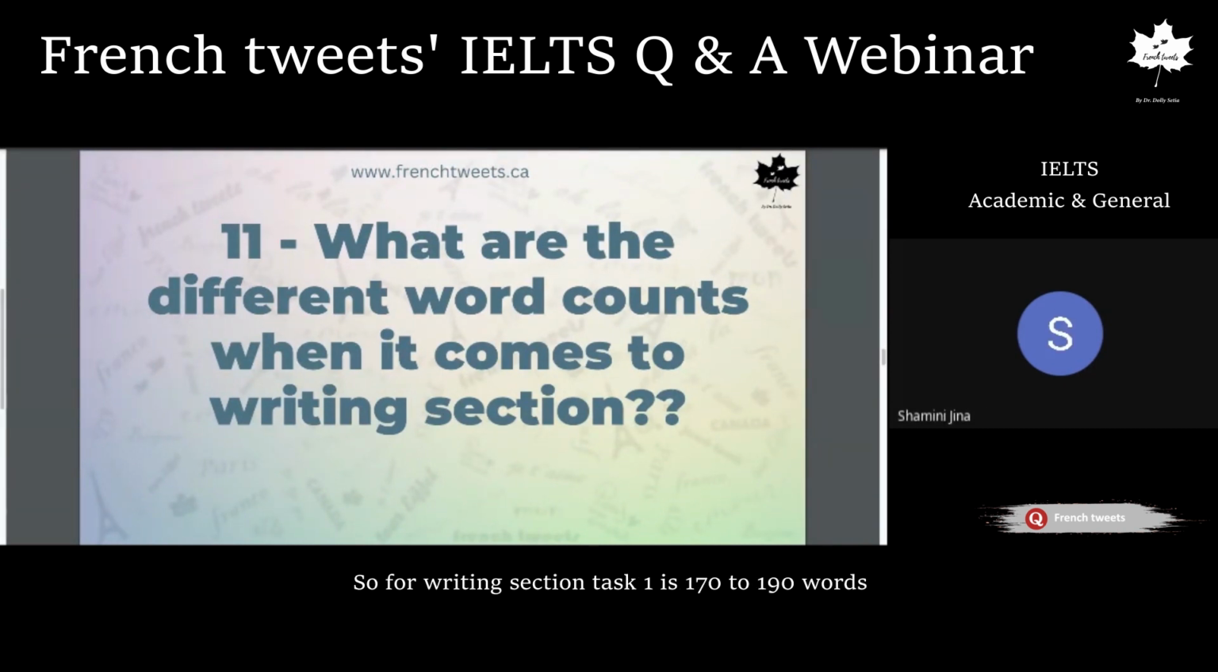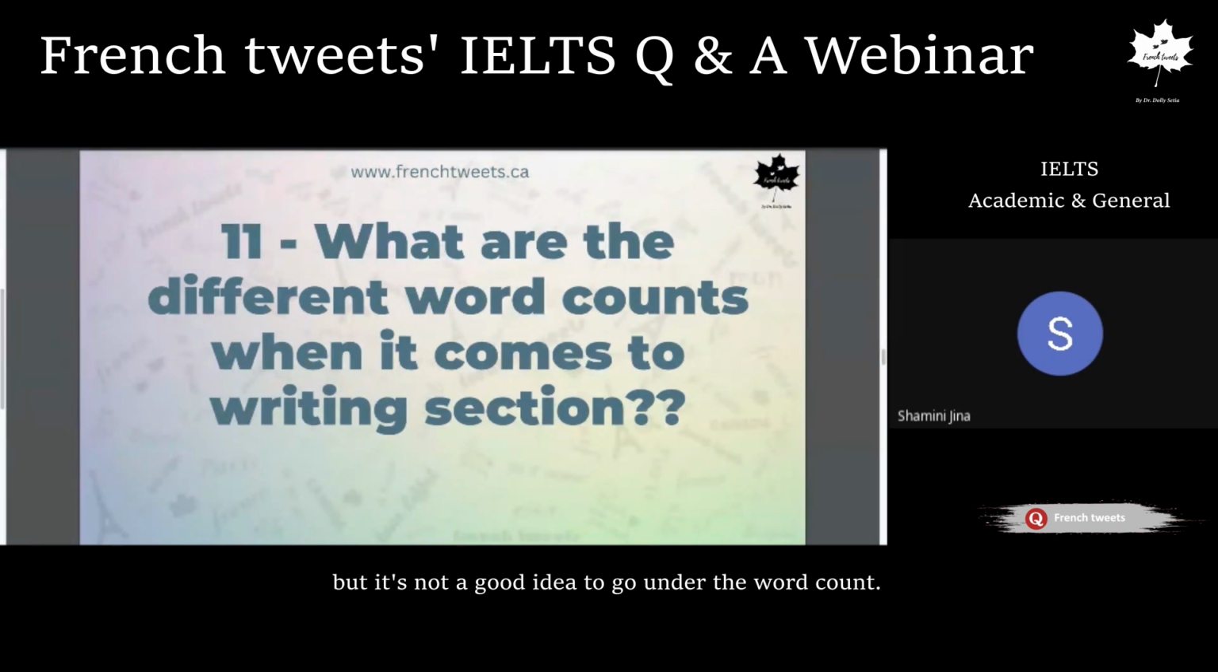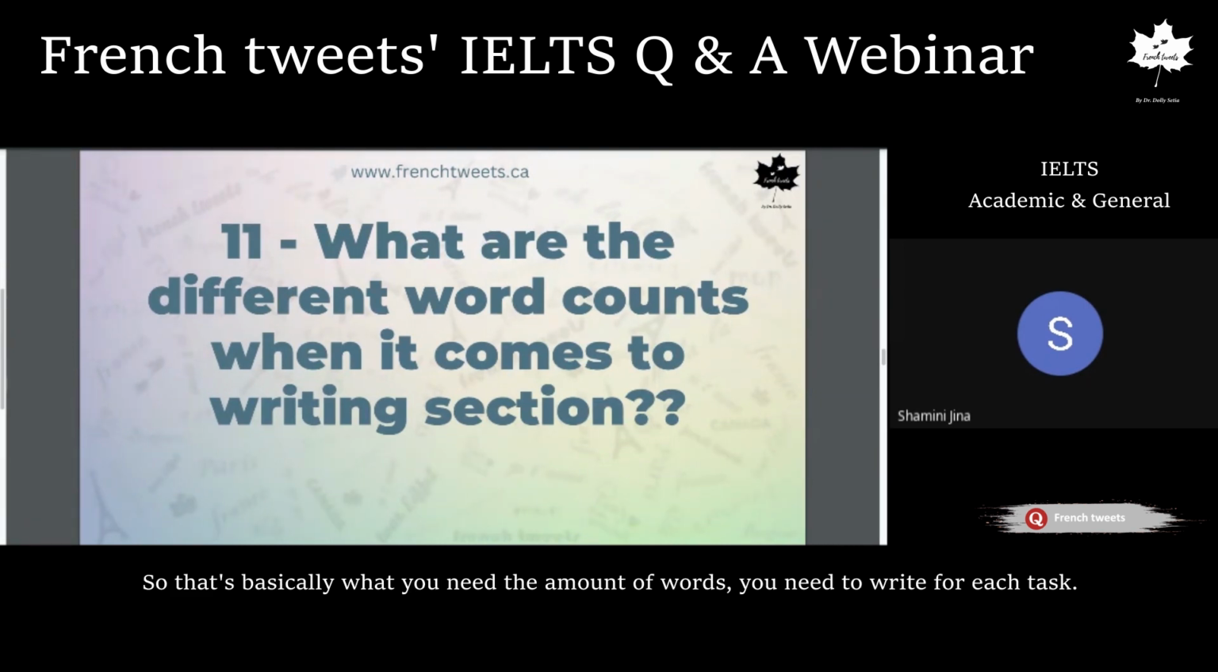Okay, so for the writing section, task 1 is 170 to 190 words, and task 2 is about 270 to 290 words. I do not think they would penalize you if you go slightly over the word count, but it's not a good idea to go under the word count. So that's basically the number of words you need to write for each task.